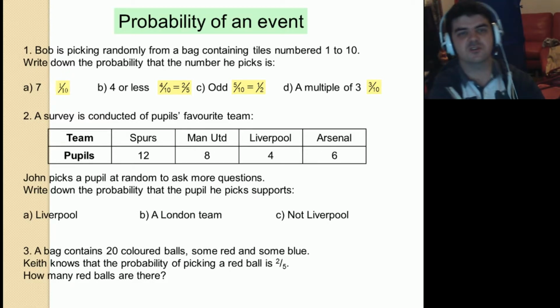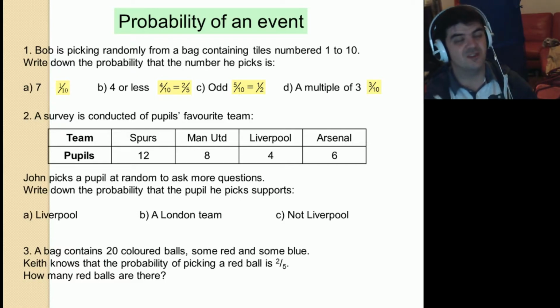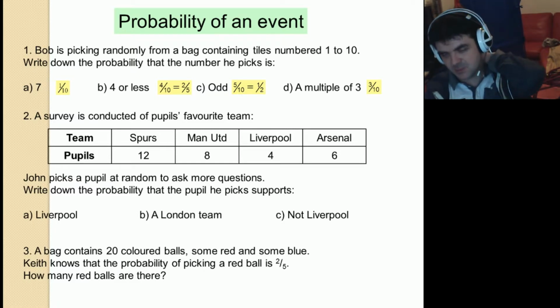A survey is conducted of pupils' favourite team. We've got Spurs, Manchester United, Liverpool, and Arsenal. No Everton. Survey is wrong. John picks the people at random and asks more questions. Write down the probability that the team he supports is Liverpool.